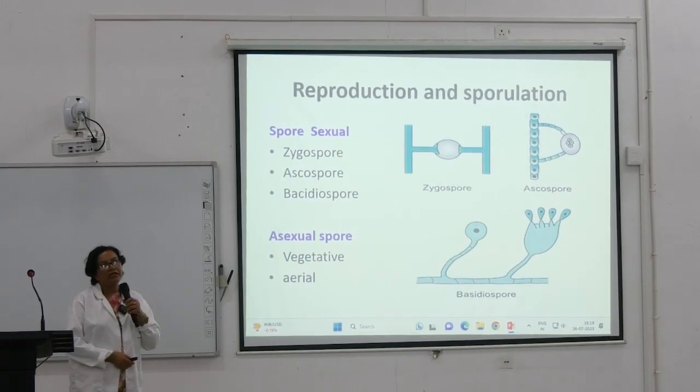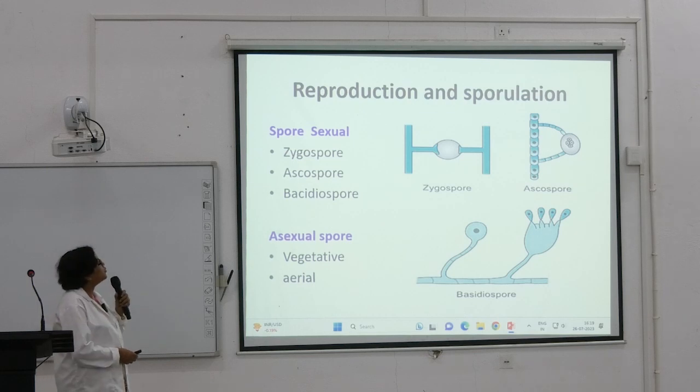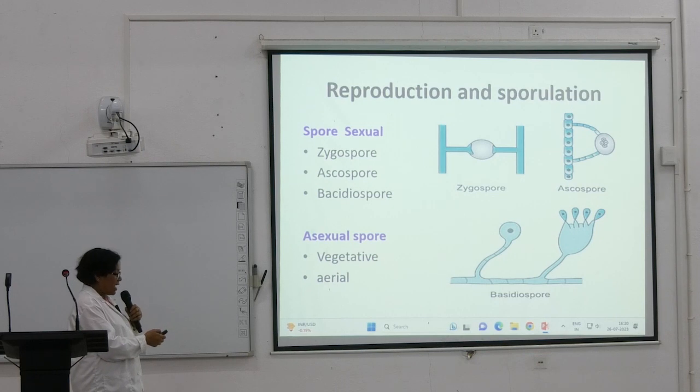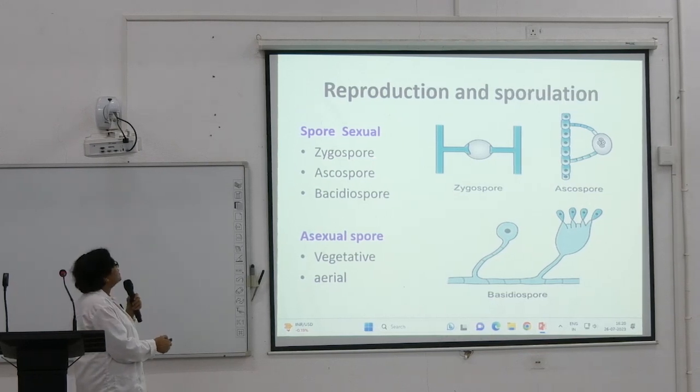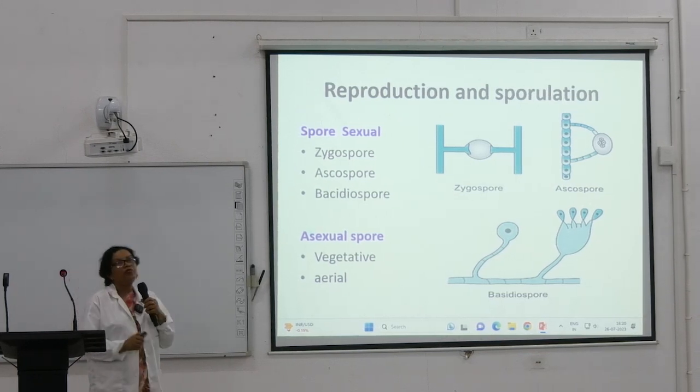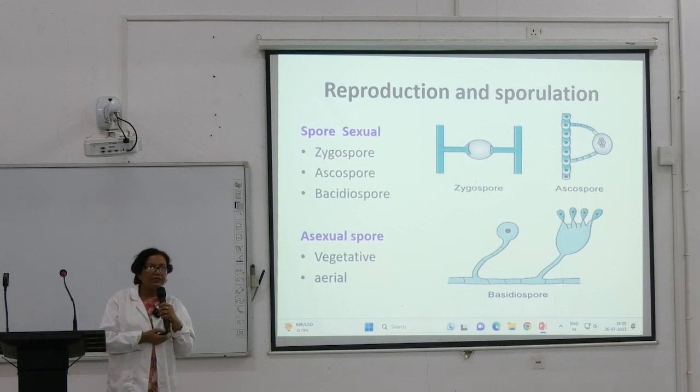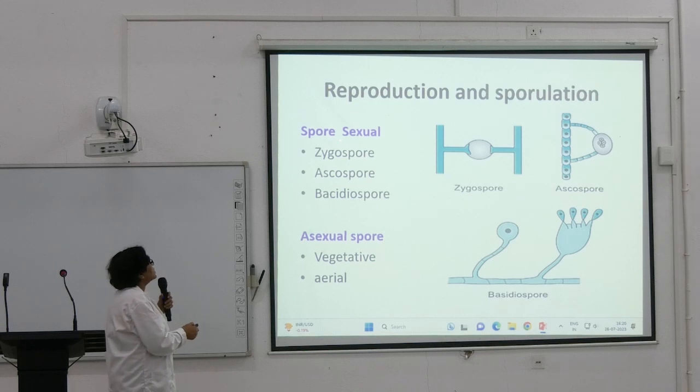Now reproduction and sporulation. There are two types of spore. One is sexual spore, another is asexual spore. Everything you have to keep in mind, as all these are coming as short notes. I am telling this, it is coming as short notes. Now sexual spores: zygospore, ascospore, basidiospore.